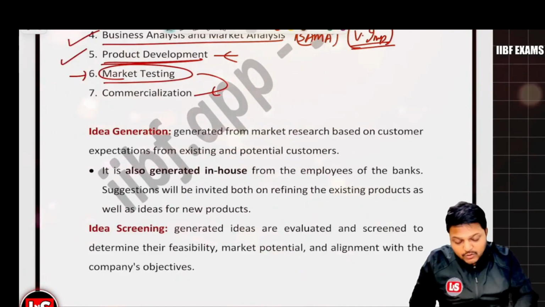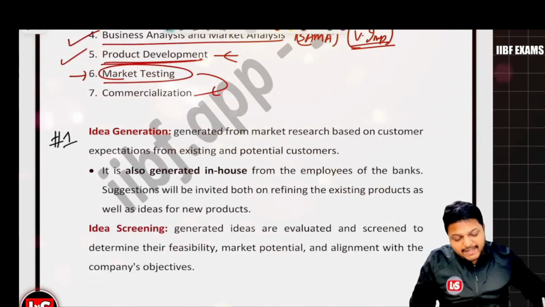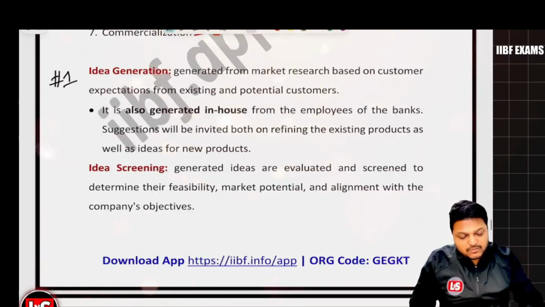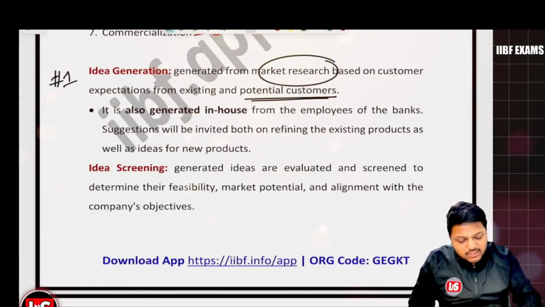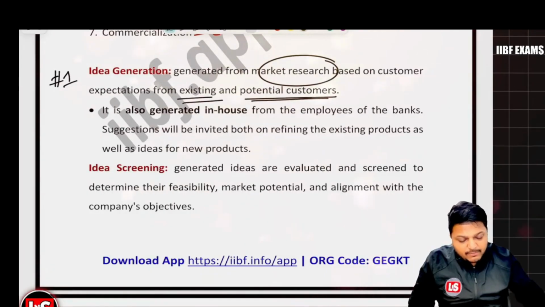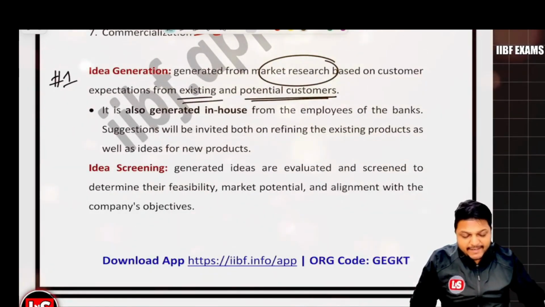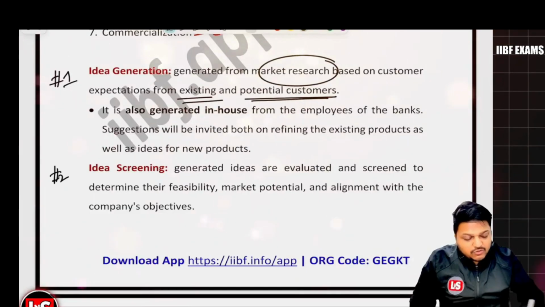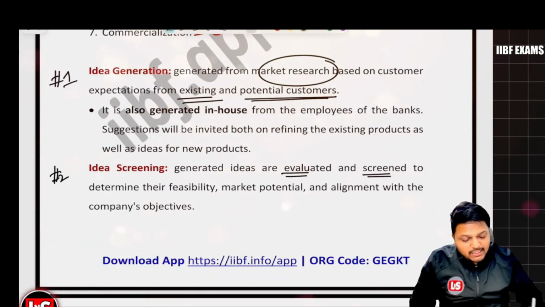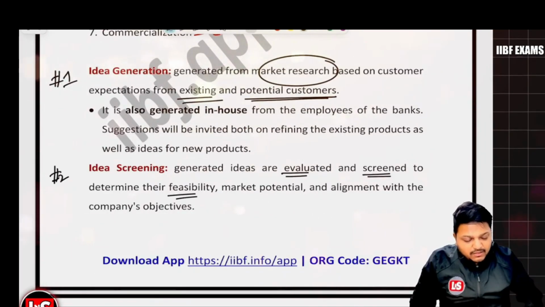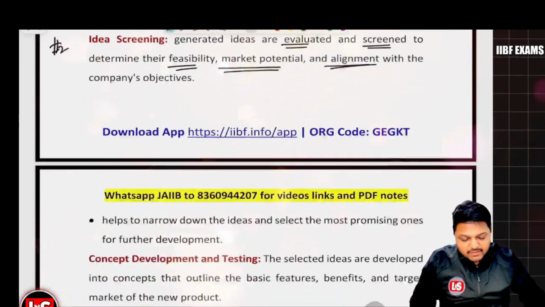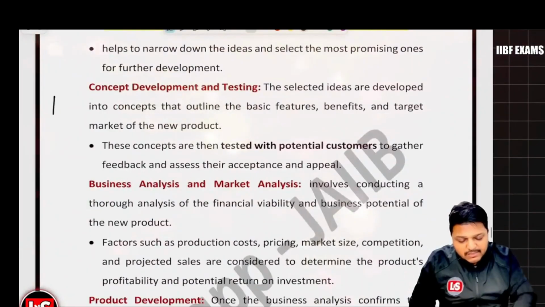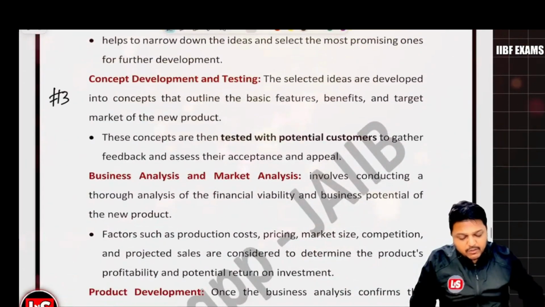First one was related to idea generation. Now, from market research, from potential customers, from existing customers, from the employees, you can be getting the idea. And then you have to screen those ideas. You have to evaluate them, which ideas are viable, have market potential, and are aligning with your objectives. The third one is about concept development and testing. Internal testing we are talking about.